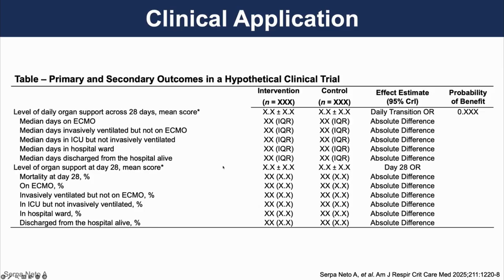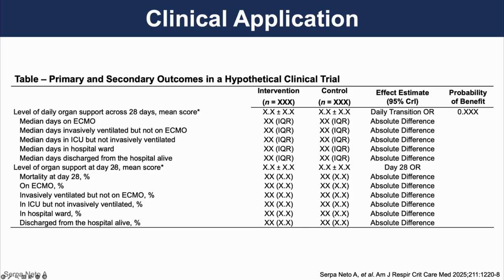And then you can report the static assessment at day 28. So what is the level of organ support at day 28? What is the DOSE score at day 28? We can report the mean and the standard deviation, and then we can report the static odds ratio for day 28 only. Remember that the primary analysis is for an accumulation of data over 28 days, and here it is just for day 28.